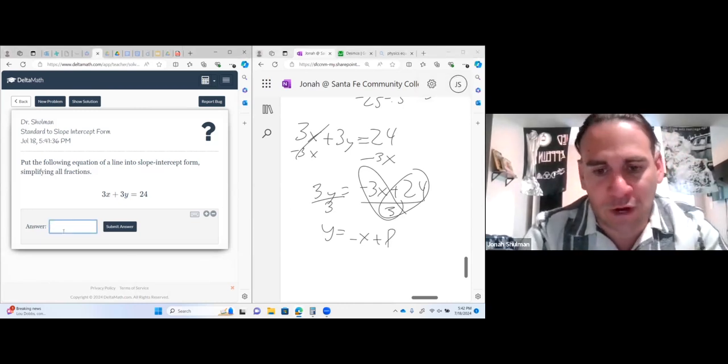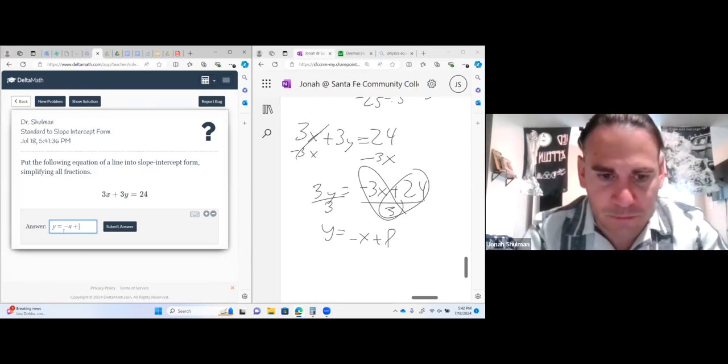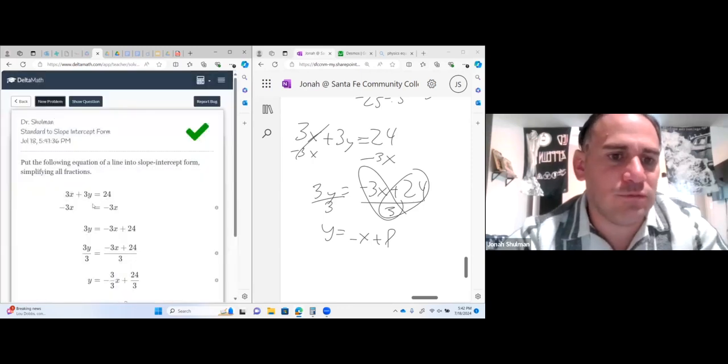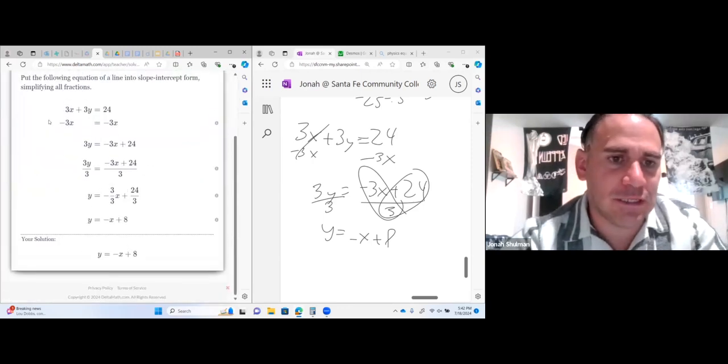You can put them both on the graph. Show your students that they're the same. Negative x plus 8. And let's keep on going. Ours looks exactly like theirs.